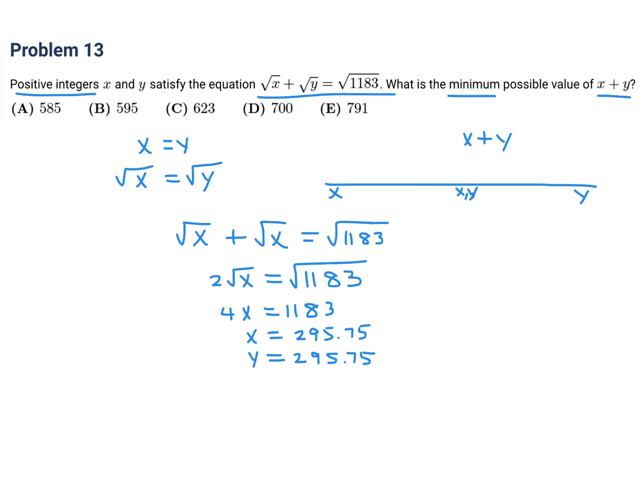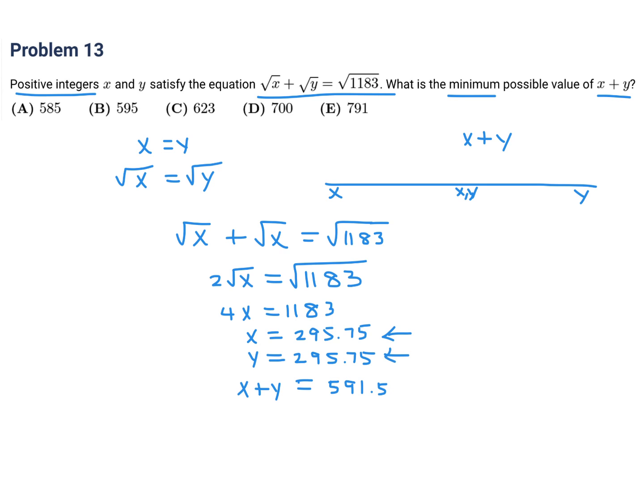Now, but these have to be integers though. But let's just see what is x plus y. That was going to be 591.5. Okay, but that is not the answer because we have to figure out integers, and these are not integers.